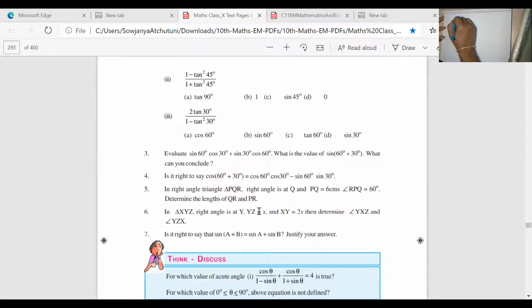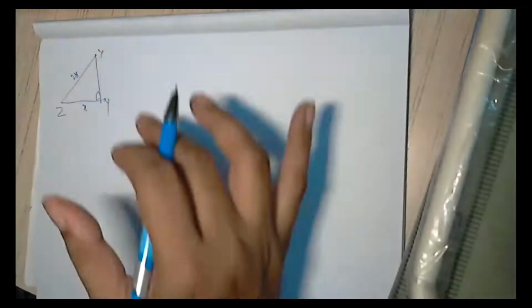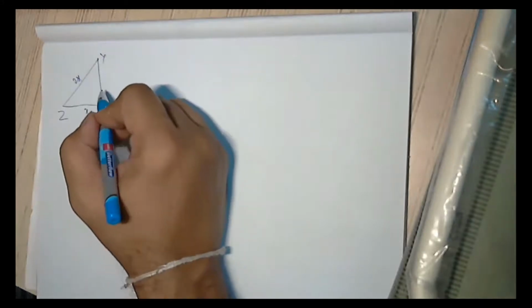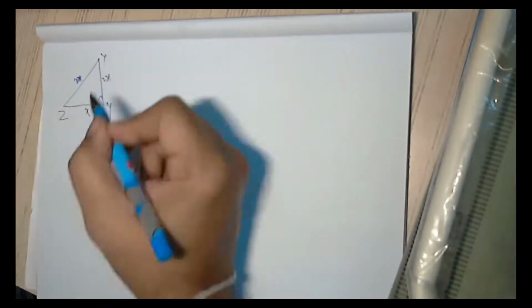Next problem. X, Y, Z. Rather, XZ is equal to 2X, and XY, YZ is equal to X. Let us do it like that. In this problem, instead of XY, I am taking XZ, with the right angle at Y. This is XZ, which is 2X. Let us see, XZ is 2X. Then this is XY, this is 2X.